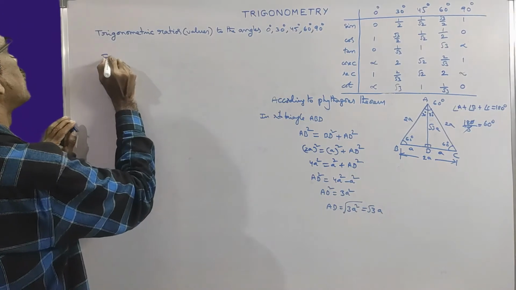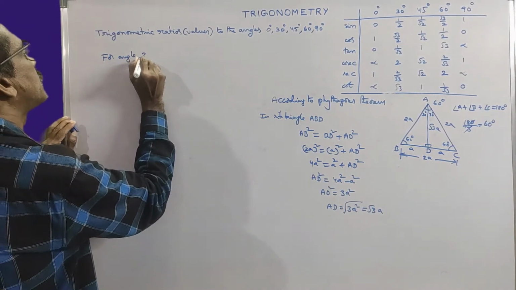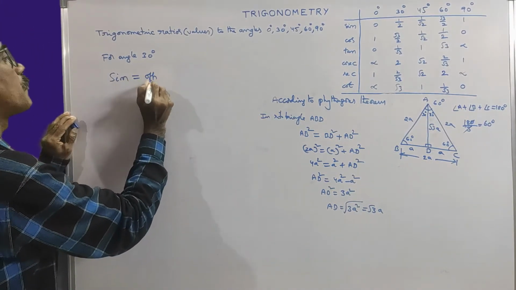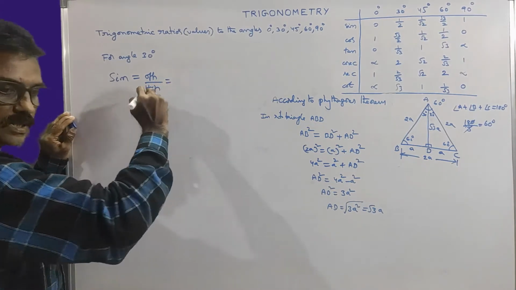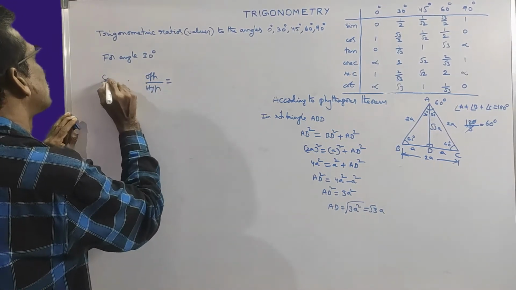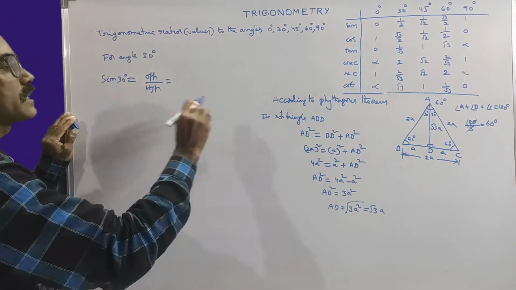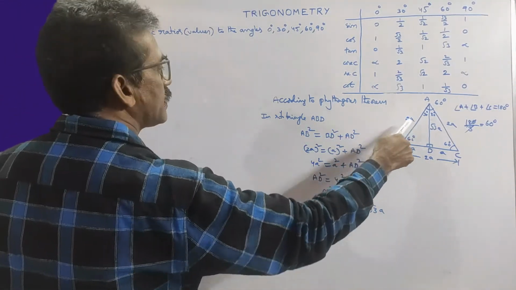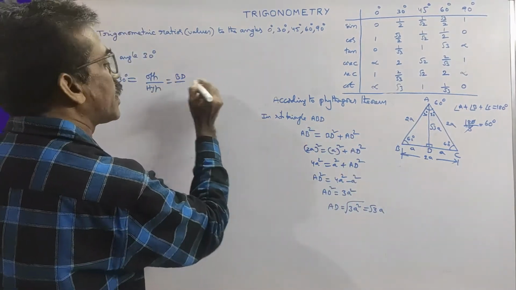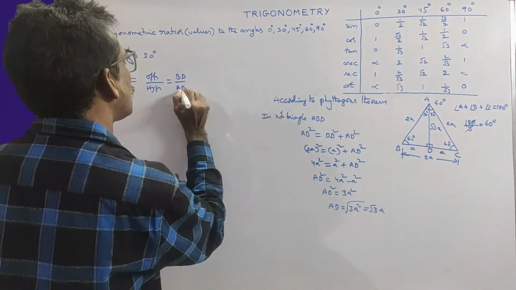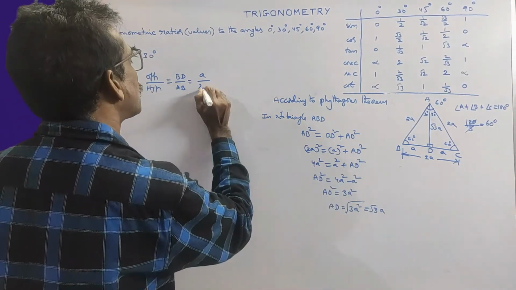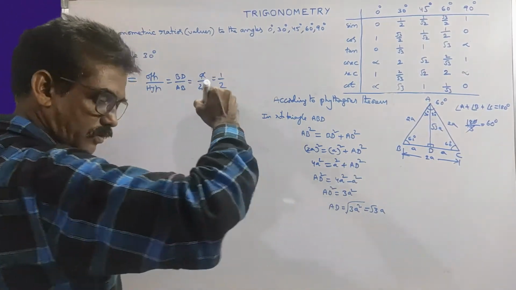First for angle 30 degrees we are writing sine. What is the sine formula? Opposite side by hypotenuse. Sine of what? 30 degrees. Directly we can write sin 30. For the 30 degrees angle in this triangle, the opposite side is BD and the hypotenuse is AB. Substitute the values: BD is A, AB is 2A. Now A and A cancel, 1 by 2.